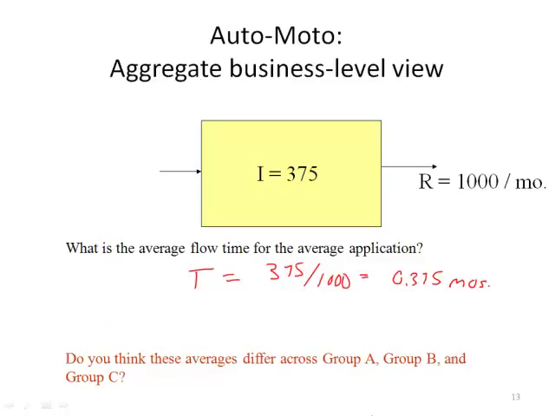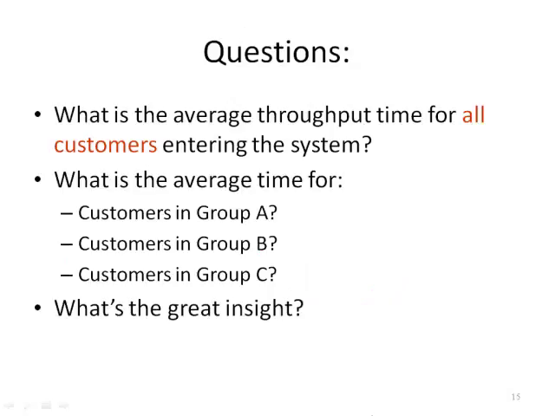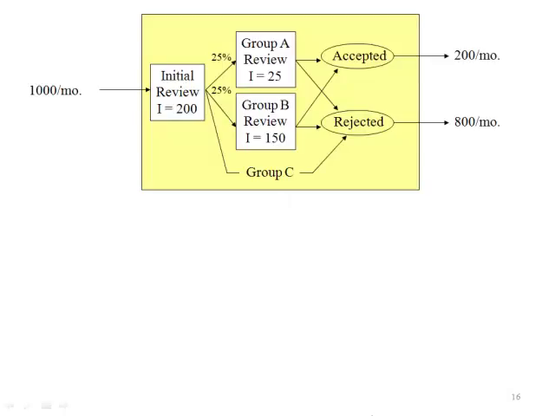So we did the analysis for the overall system. Average flow time was 0.375 months. We figured out for the Group C applications, the average flow time is 0.2 months. The question I might have is, what is the average time for the customers in Group A or the customers in Group B? And how can I look at all three together to get some insights about the system? So let's go ahead and do that. I've replicated the flow diagram in this slide right here. And let's look at Group A for a second.